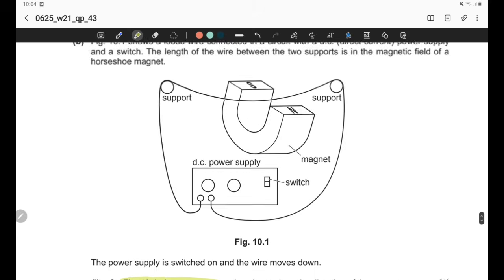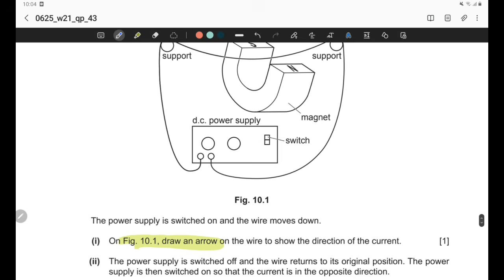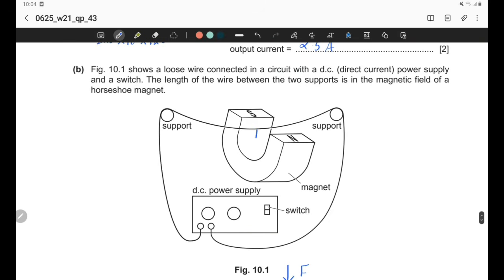So the power supply is switched on. Here we should understand that when there is power, the wire moves down. That means there must be a downward force acting when the switch is on. So we can understand the direction of force is downward. That is the first direction we can identify from the question. And the second direction is the direction of magnetic field, which will always point from north pole to south pole. So the direction of magnetic field is backwards, or we can consider it as into the page.